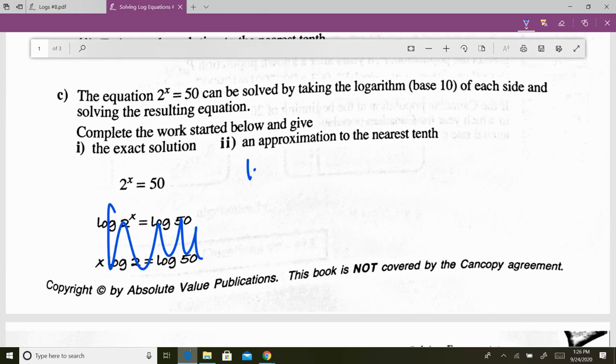So all you do is log in front of it. And what you do to one side, you have to do the other side. So I log the other side. This causes or allows me to bring down the x. Okay, so I can just drop the x like that.